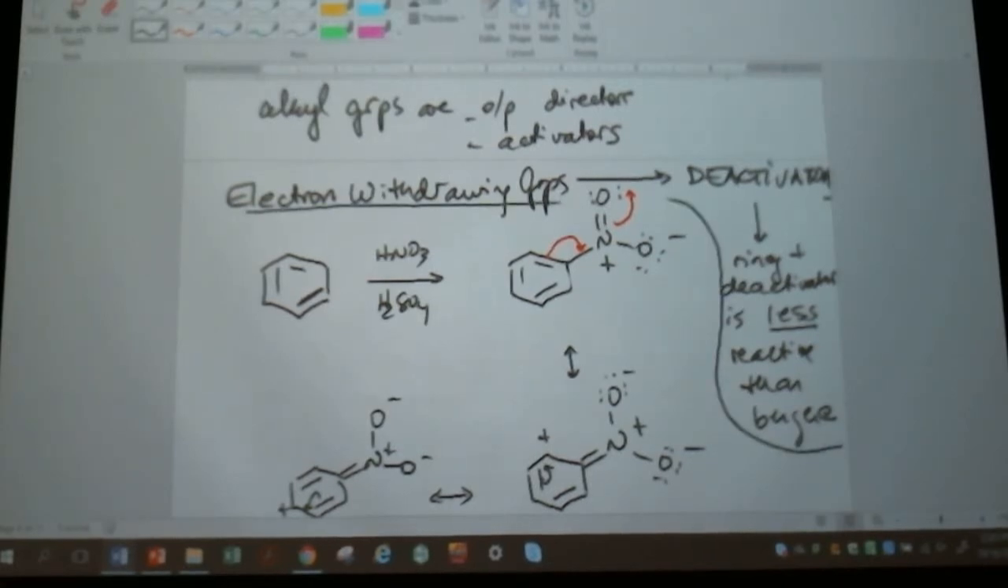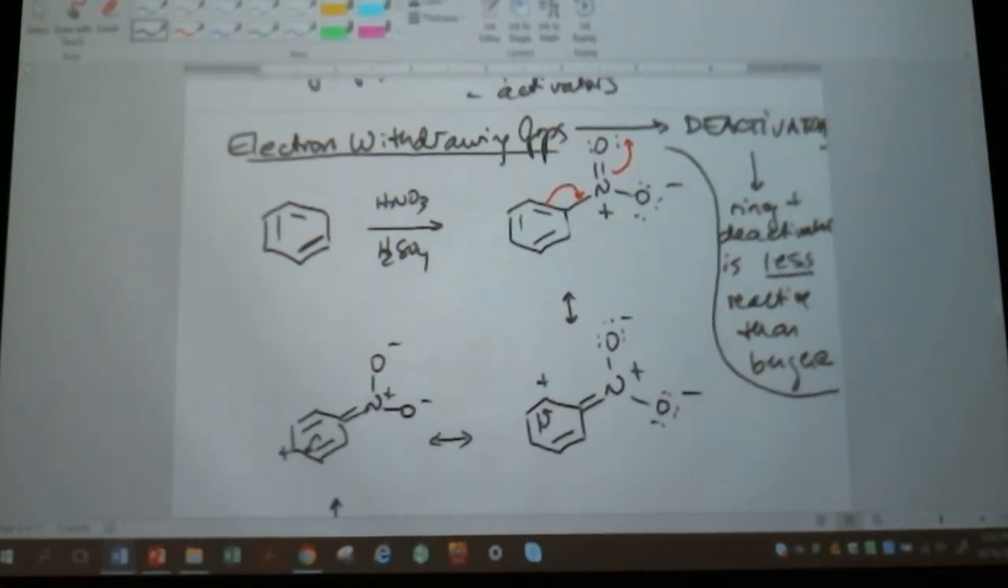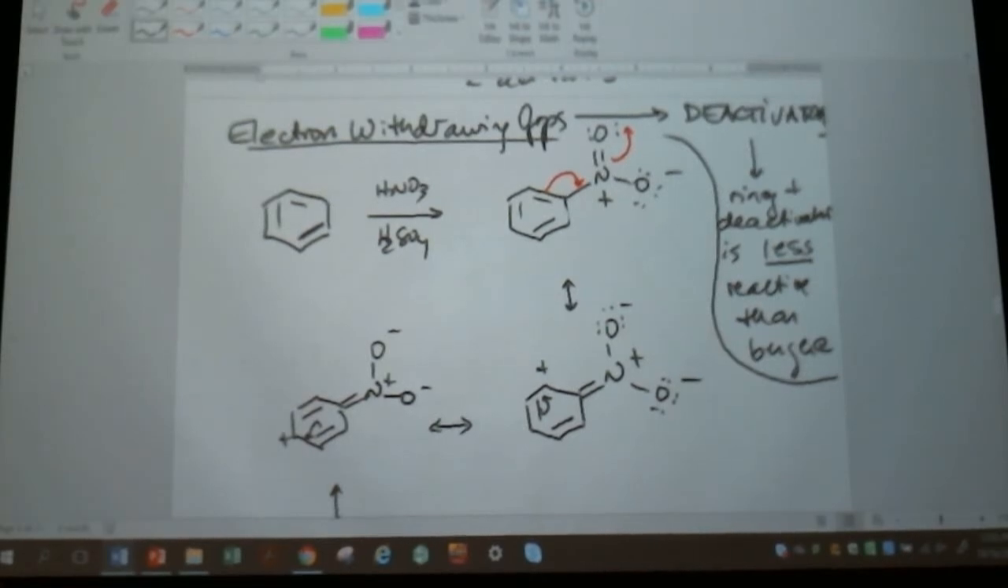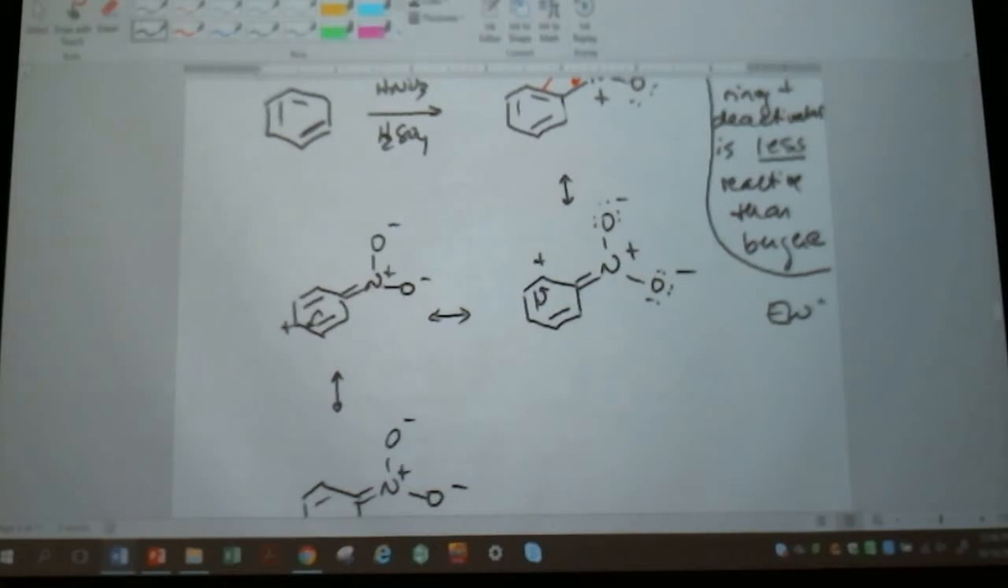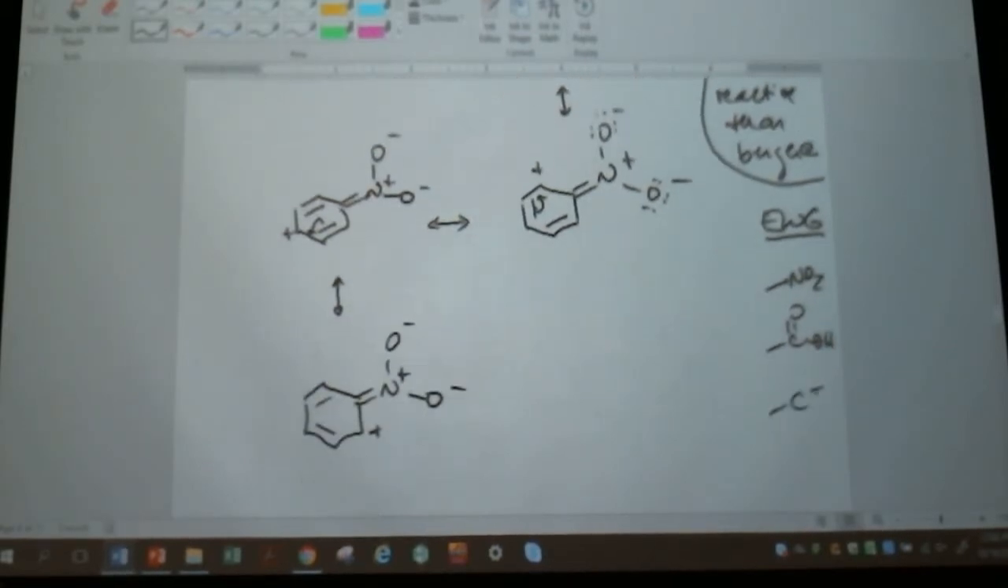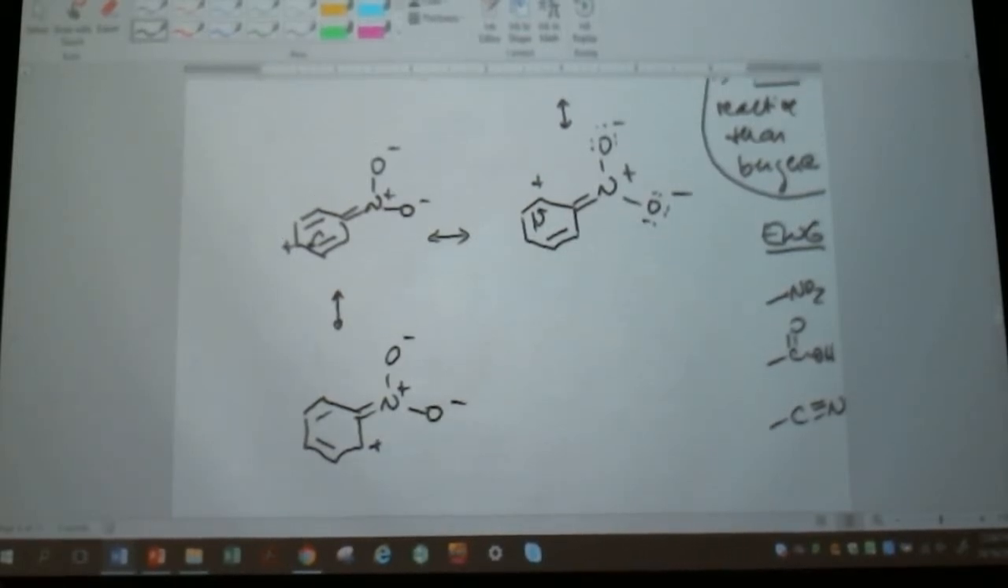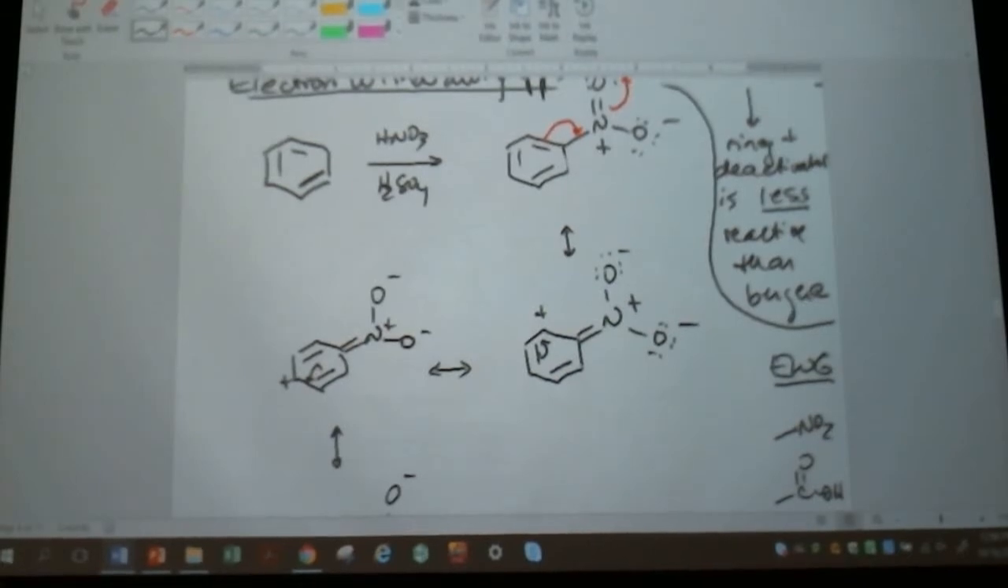So electron withdrawing groups like a nitro group or a carboxylic acid, anything that has something double bond oxygen or something triple bond nitrogen, like a nitro group, a carboxylic acid group, ester, nitrile, that type of thing, are all going to be electron withdrawing groups. So this reaction is going to be very sluggish. It's going to react very slowly. And I'm deactivating the ring.